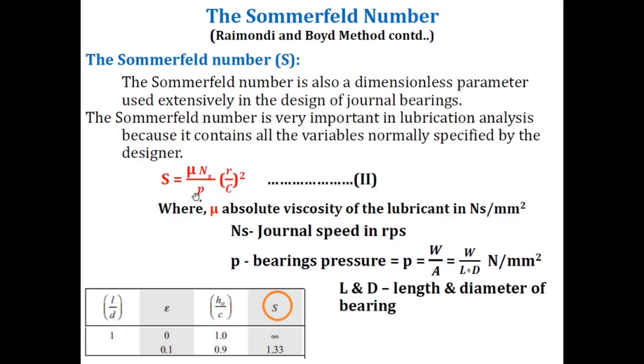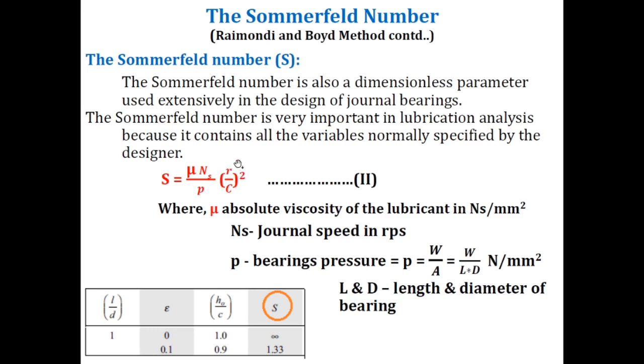Now try to understand the meaning of each and every term. Mu is the absolute viscosity of the lubricant in Newton seconds per millimeter square. Remember, it should be in Newton seconds per millimeter square. Ns is the journal speed in revolutions per second. P is the bearing pressure that is given by load upon area, W upon L into D. L and D are the length and diameter of the bearing.